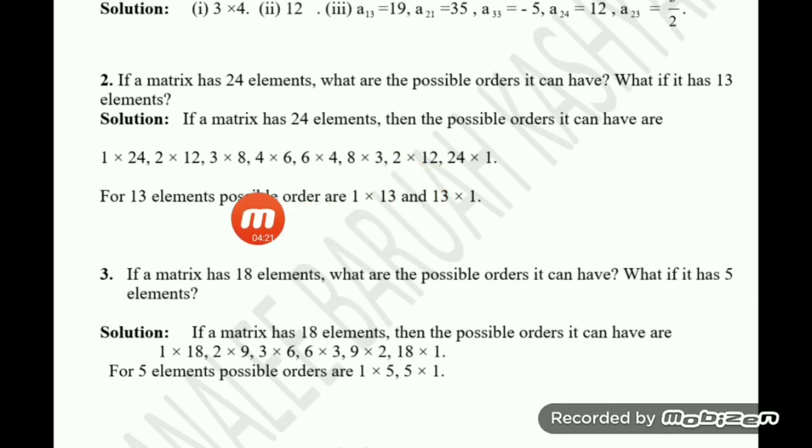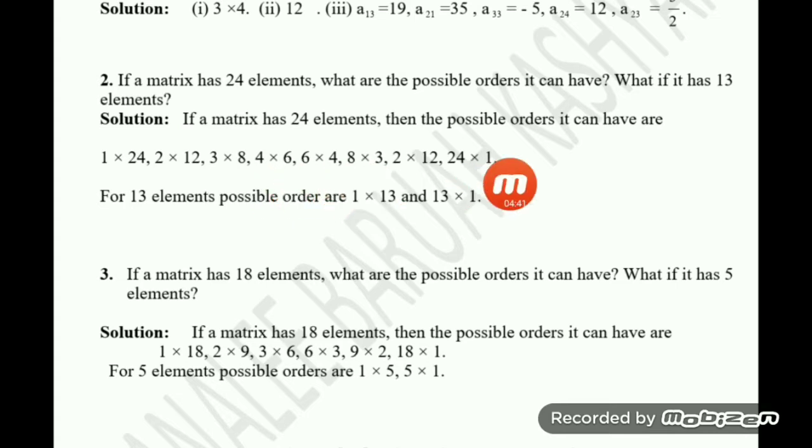After that, it is divisible by 3 also. So 24 can be written as 3 into 8. The other is 8 by 3, if I change the position. Here we have 4 by 6 because it is divisible by 4, as 4 sixes are 24. So one of the orders is this and this one, 6 by 4.